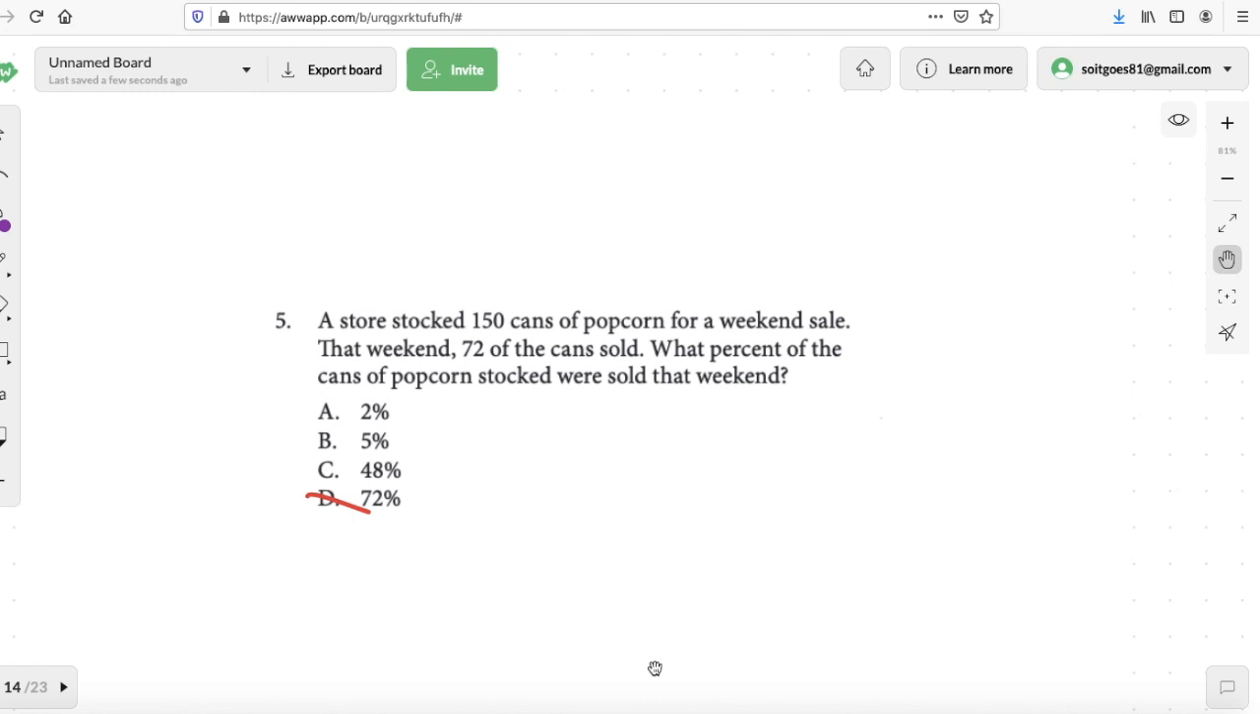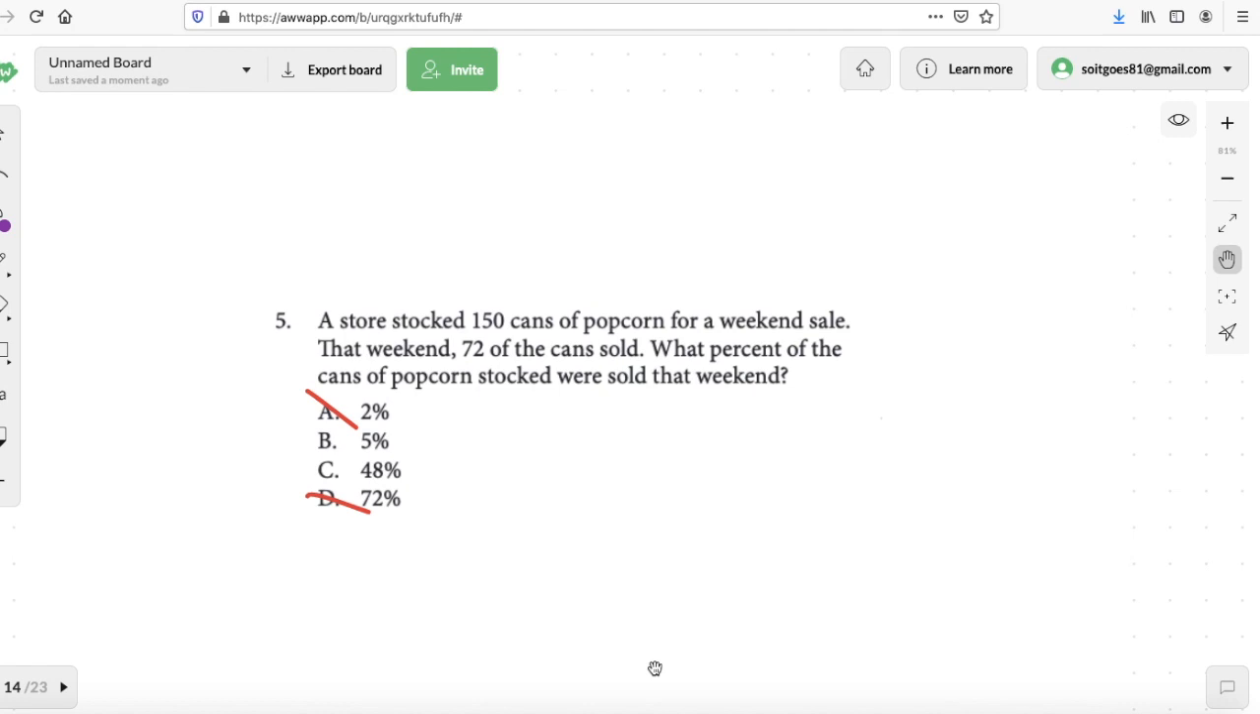We're talking 72 out of 150, which is almost half of them. Does that make sense? Yes. It can't be A. We're not doing a calculation here. We're just thinking about what these things mean. 2% means 2 out of 100. Come on, man. We're talking 72 out of 150? 2% is way too small.